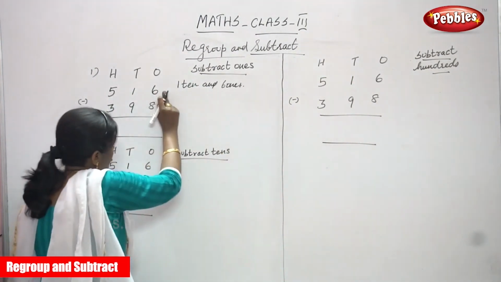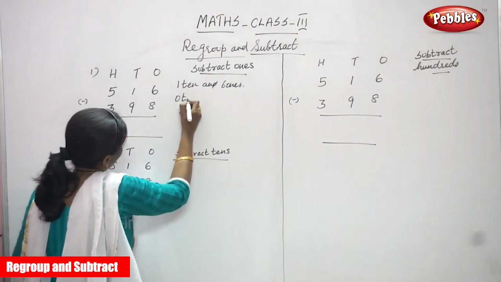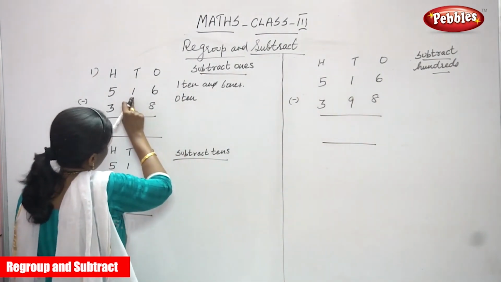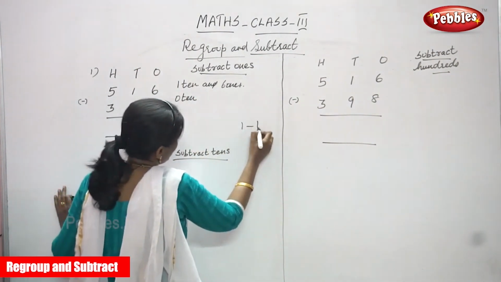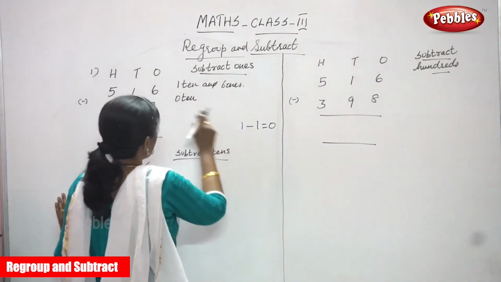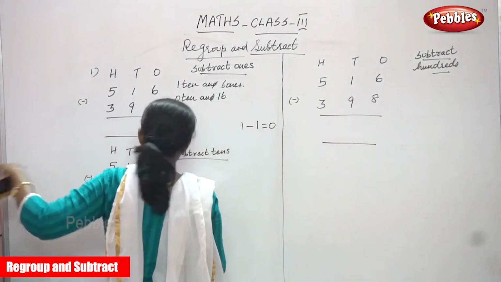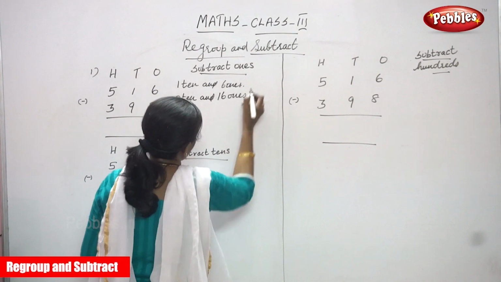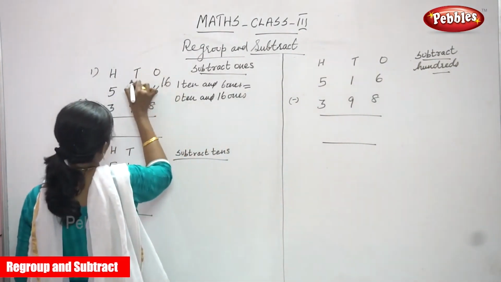So these 6 ones, what will it become? That is 10, because we have to borrow from the 1 ten. So here there is only 1 ten. If I borrow 1 ten, 1 minus 1 you can get 0 tens, and 16 ones. 0 tens and 16 ones. This is the right answer for the question. So this 6 will become 16 and this 1 will become 0.